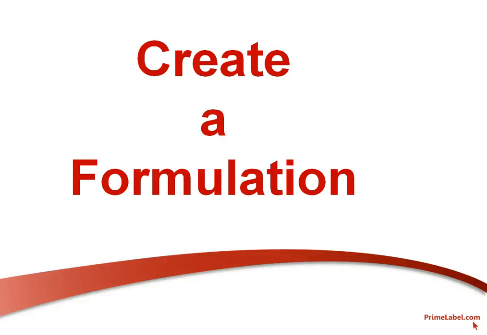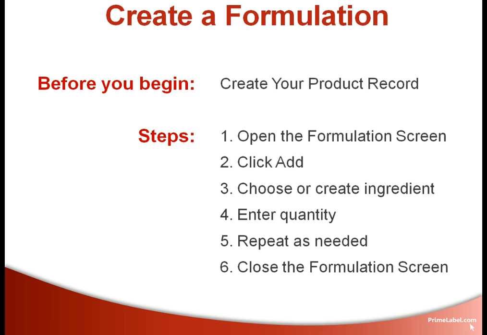In this video, we will enter the formulation for a product that will be labeled for the Child Nutrition Program. Previously, we have created a new product record, recorded our CN number, recorded our product name, and now we will open the formulation screen, click Add, choose or create ingredient, enter the quantity, and repeat steps 2, 3, and 4 as needed. Then we will close the formulation screen.